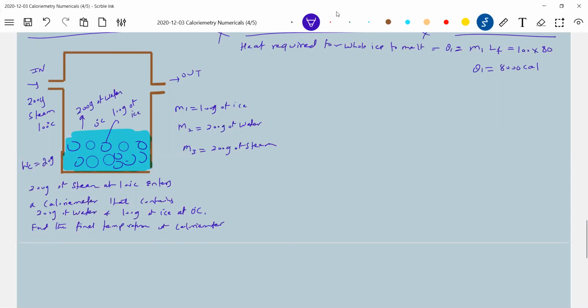Let the final temperature of the calorimeter be 100, calculate the heat required. Is that much heat provided by the condensation of steam? That's what we have to do, no? Does all the steam condense or not?